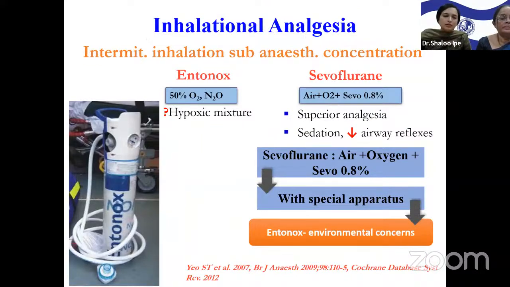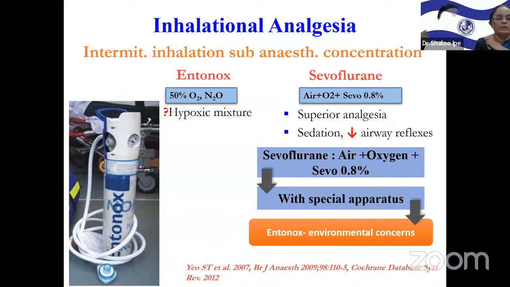Inhalational analgesia, self-administered intermittent inhalation of subanesthetic concentrations of Entonox and sevoflurane, can provide limited pain relief for a short time. Patient and the staff have to coordinate. The inhalation should start at the beginning of contraction, and peak effect should coincide with the peak of contraction.